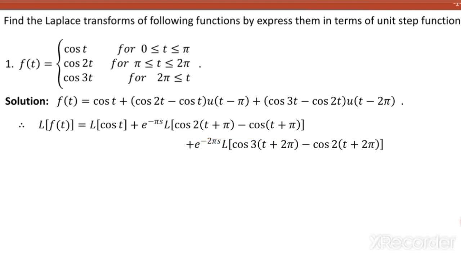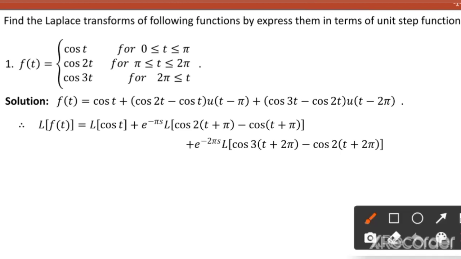So what is cos 2 times t plus pi? That is cos of 2t plus 2 pi, or cos of 2 pi plus 2t, so it is 360 plus, so it is cos 2t. And cos of pi plus t, that is 180 plus t, that is 90 into 2, even multiple, means cos t.